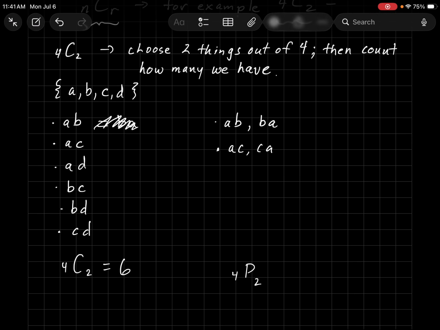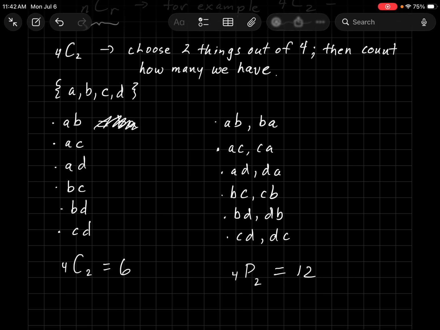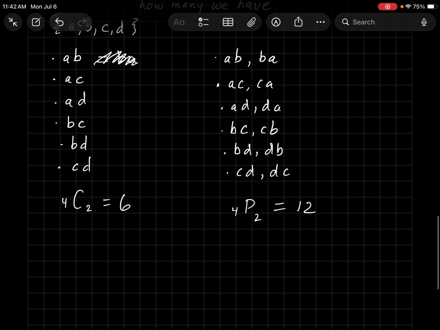And then we could list all of the different permutations using my combinations to help write them out. So in this right column, we have all the permutations. Notice that there are 12 permutations when we choose 2 things out of 4. More specifically, or maybe extra, because what we want to do is relate the number of permutations to combinations, because we already have a formula for permutations.